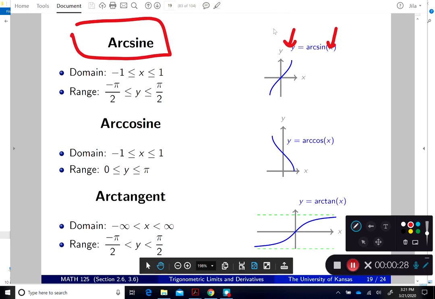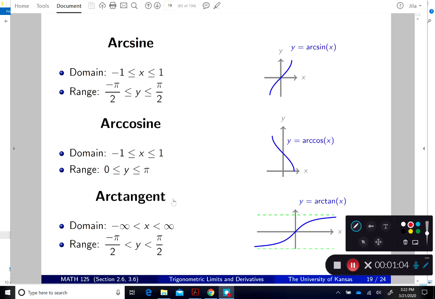The input goes from -1 to 1. That's the ratio. That's the output of the sine function. And then the output is basically an angle that is in either the first or the fourth quadrant, and so that's the arcsine.